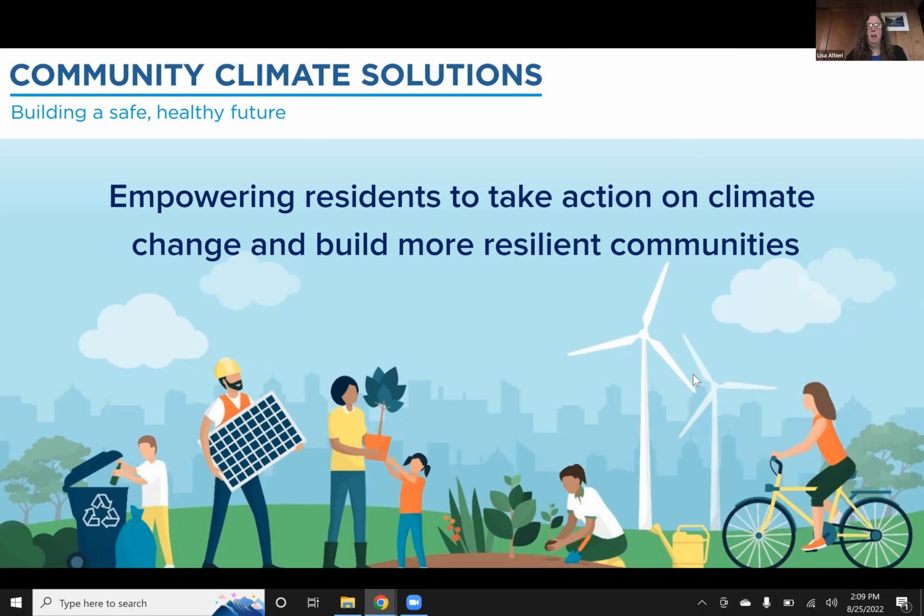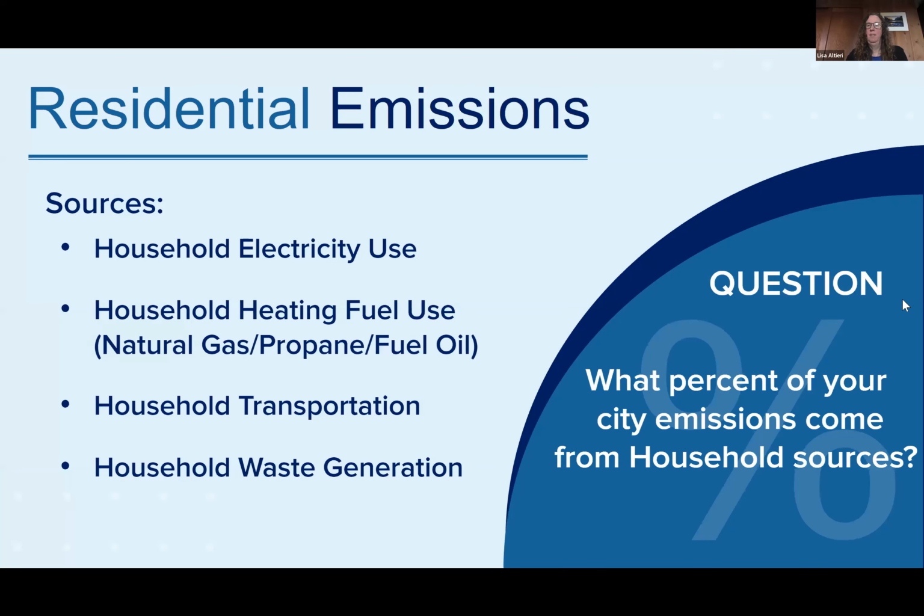So I'm going to start off by talking about, let me see here. There we go. The nav button wasn't working. I'm going to start off by talking about residential emissions. So in a standard emissions inventory for cities, the standard residential emissions that are measured are household electricity use, household heating fuel use, like natural gas, propane, or fuel oil, household transportation, household waste generation. So those are the four main categories that are usually in an emissions inventory in California.